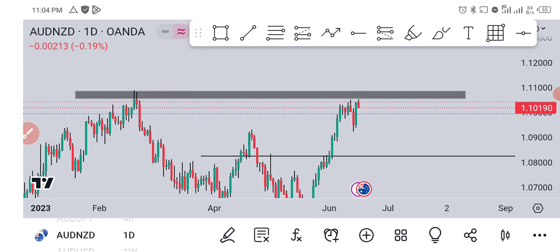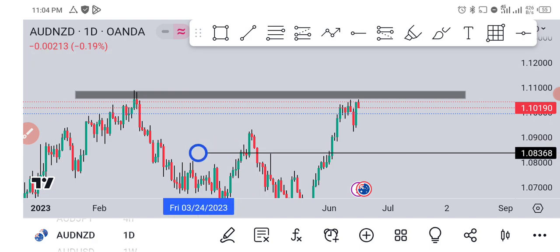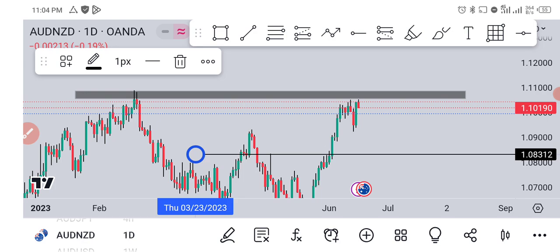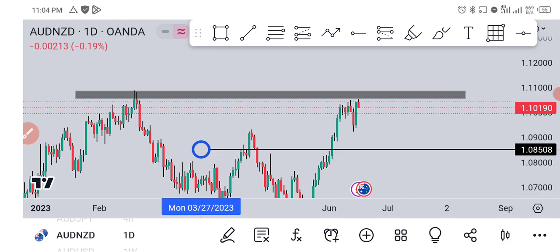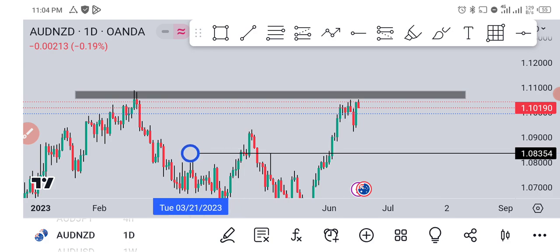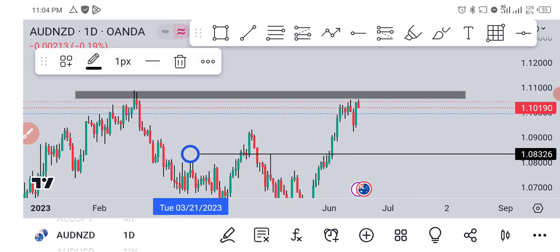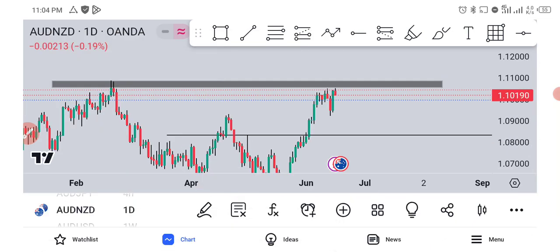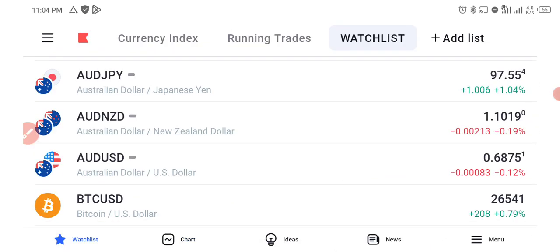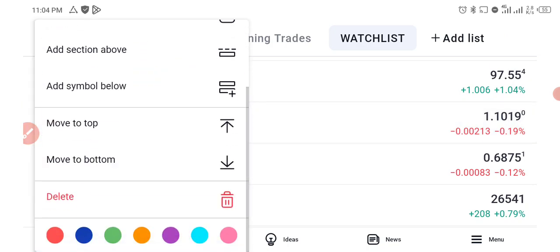Now this market, I'll be selling this pair from the 4-hour time frame. If I see an entry from the 4-hour, not the 15 minutes time frame, I'll be selling from the 4-hour time frame down to this zone. So I will add this pair to my red list, because I'll be checking this pair fundamentally before taking the trade. So AUD/NZD, I will add it to my red list.